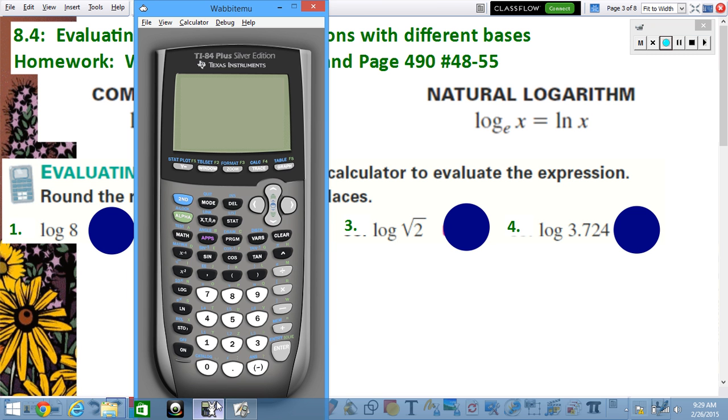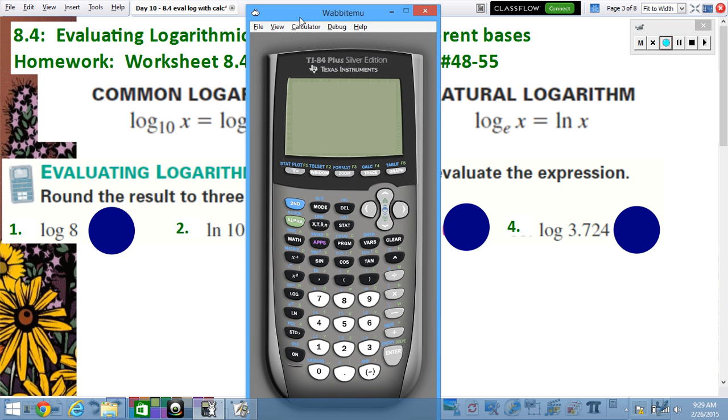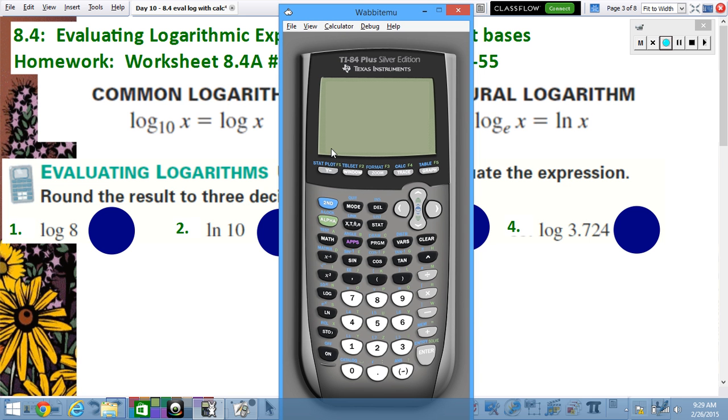So pull up my emulator here. Whoops, sorry if I covered that up. I'll put it right in the middle. Well, maybe not. Here's your calculator. If we press this log button, if we turn the calculator on, there we go. If we press this log button right here, that log is actually in base 10.